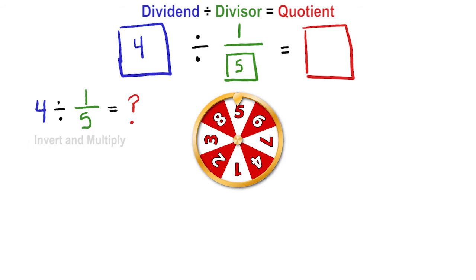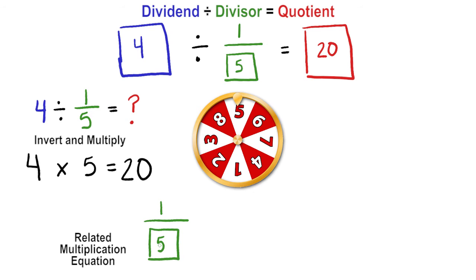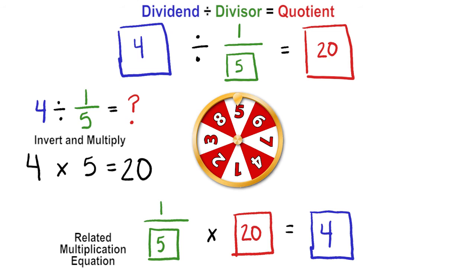Let's solve by using the invert and multiply strategy. 4 times the inverse of 1/5, which is 5, equals 20. The quotient is 20. Now, let's create a multiplication equation for the division equation. The divisor, 1/5, times the quotient, 20, equals the dividend, 4.